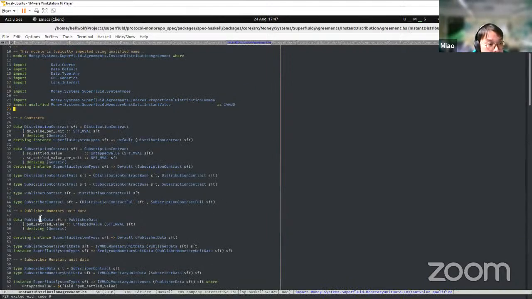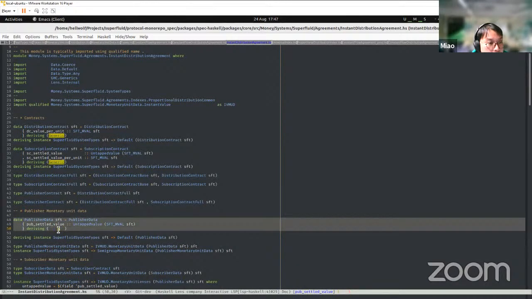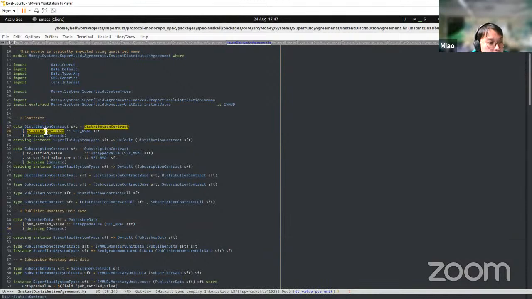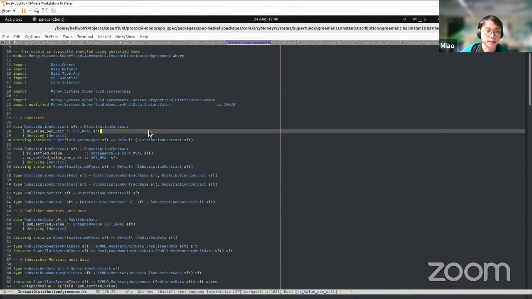So on the publisher side, we store settled value. I can't remember how we named it in the code. And on the subscriber side, sorry, the publisher, we need to store two pieces of data. One is BPU, value per unit. Let's compare side by side, actually.